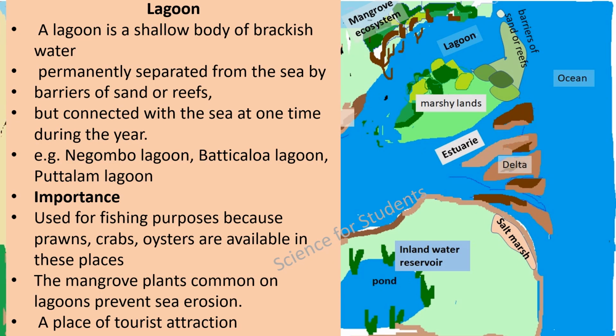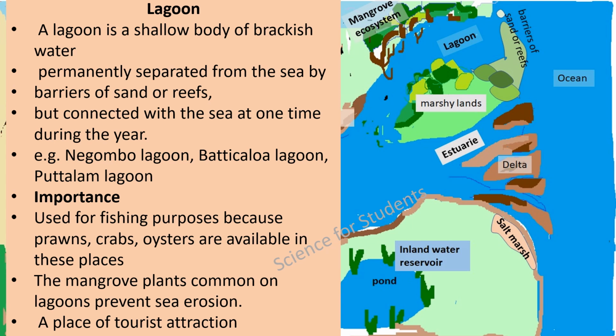Lagoons. You can see in the diagram. It's a shallow body of brackish water permanently separated from the sea by barriers of sand or reefs, but connected with the sea at one time during the year. Examples of lagoons in Sri Lanka: Negombo Lagoon, Batticaloa Lagoon, Puttalam Lagoon. Okay. Many more examples are there.